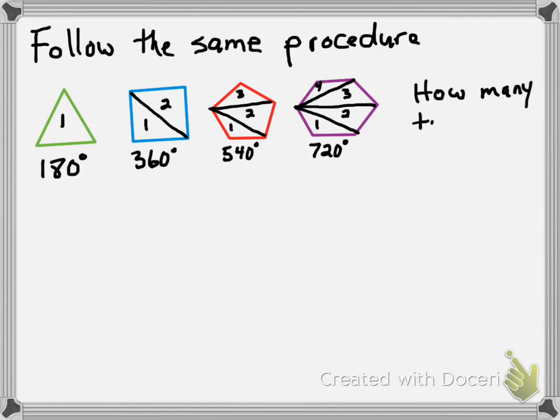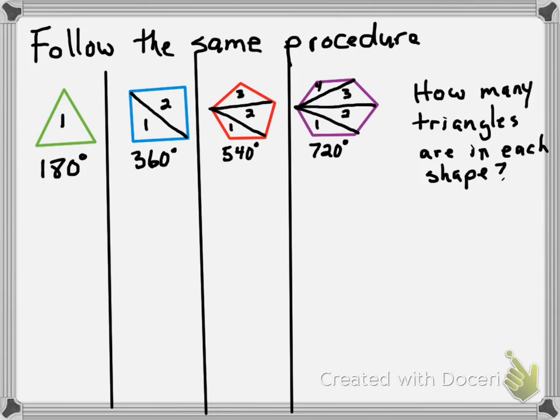Now the question I have to ask you is how many triangles are in not just each of these shapes, but every shape. How many triangles are in a polygon? Well, let's look at the triangle. First I'm going to note that it has 3 sides. And how many triangles did it have? It had 1 triangle.